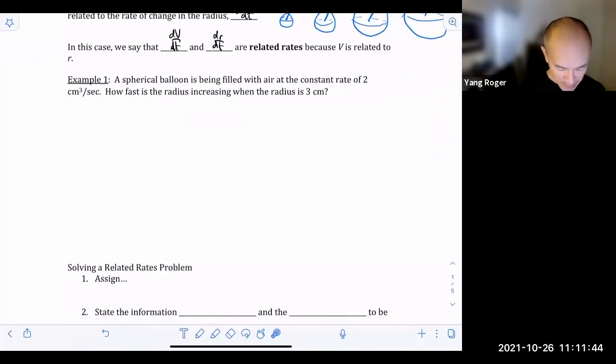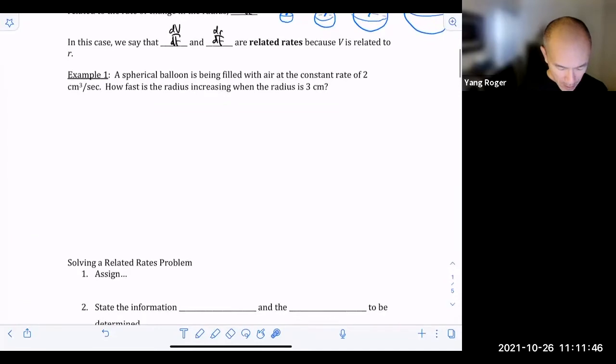So let's unpack this. They tell us a spherical balloon is being filled with air at a constant rate of 2 centimeters cubed per second. So let me write the 2 over here so it's easier to see. And then I want you to look at this guy right here. I claim that by looking at that highlighted number, we can really tell what kind of a rate of change this is.